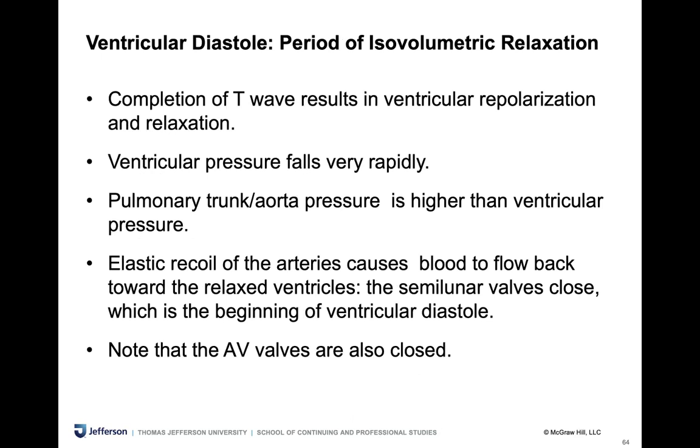Now, the period of isovolumetric relaxation. The completion of the T wave results in ventricular repolarization and relaxation. The ventricular pressures fall very rapidly. The pressure in the pulmonary trunk and aorta is higher than ventricular pressure. You then have an elastic recoil of the arteries, which causes blood flow back towards the relaxed ventricles. At this point, the semilunar valves close, which is the beginning of ventricular diastole. Note that the AV valves are also closed.